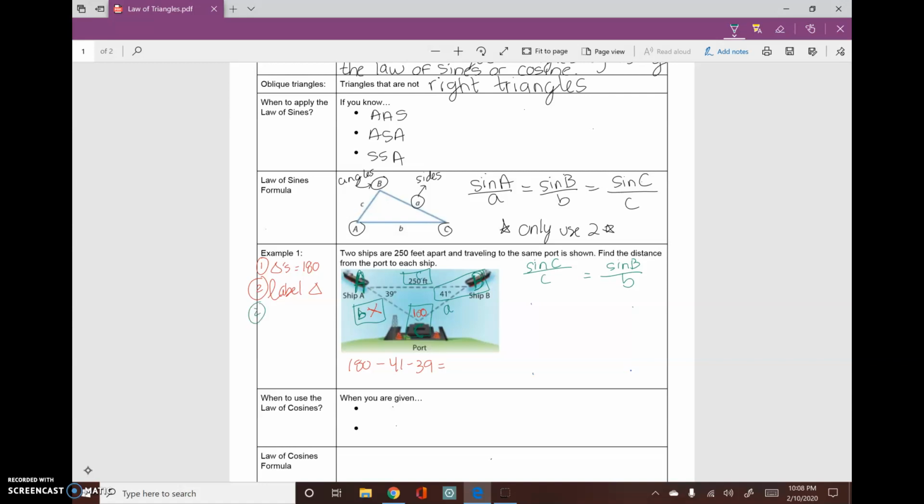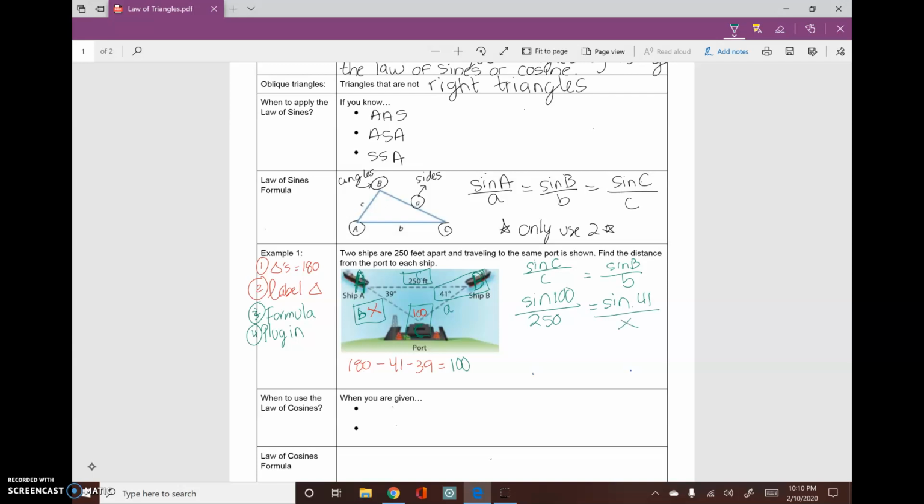So then step 3 is the formula. All right, so then we just plug in. We are plugging in what we know. We know capital C is 100. Lowercase c is 250. Capital B is 41. Lowercase b is x.